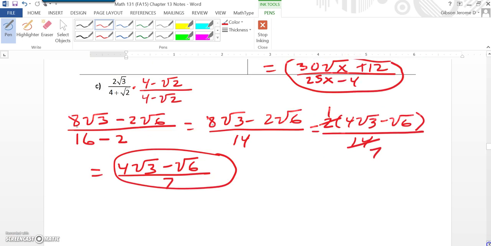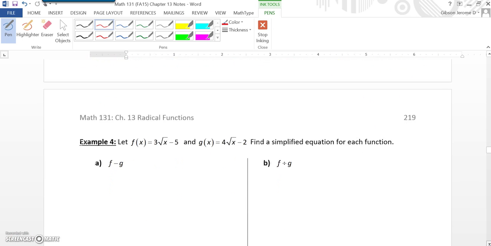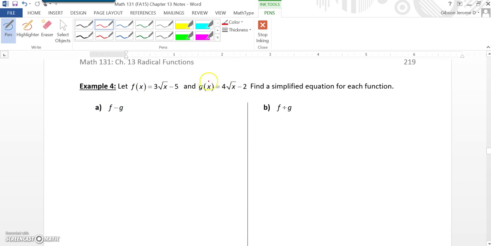Now we will scroll on to the next page. For example 4, it says let f of x equal 3 times the square root of x minus 5, and g of x equal 4 times the square root of x minus 2. Find a simplified equation for each function.